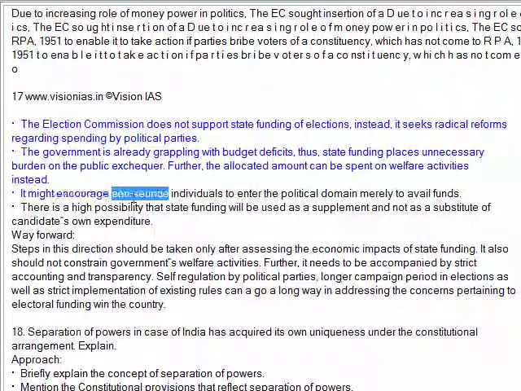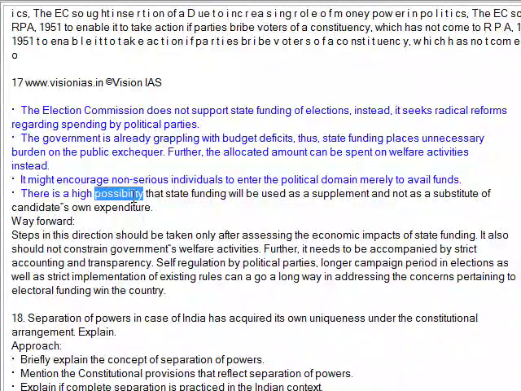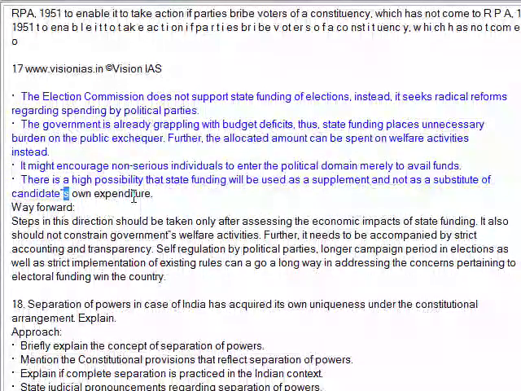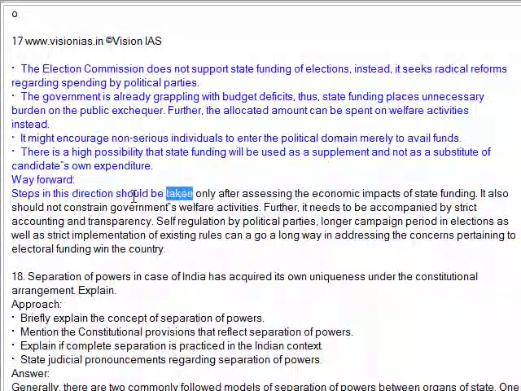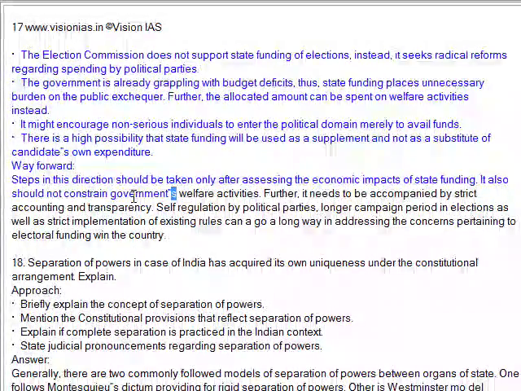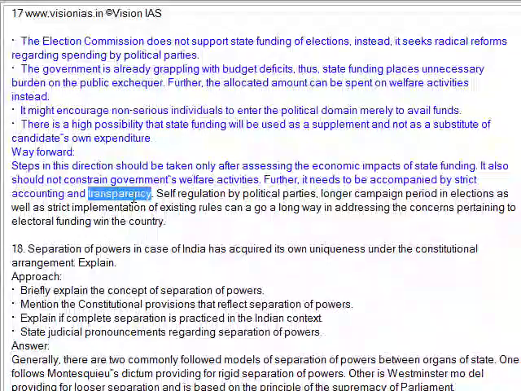It might encourage non-serious individuals to enter the political domain merely to avail funds. There is a high possibility that state funding will be used as a supplement and not as a substitute of candidates' own expenditure. Way forward, steps in this direction should be taken only after assessing the economic impacts of state funding. It also should not constrain government's welfare activities. Further, it needs to be accompanied by strict accounting and transparency.